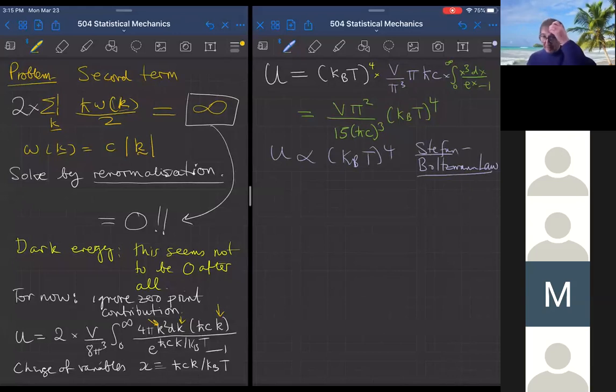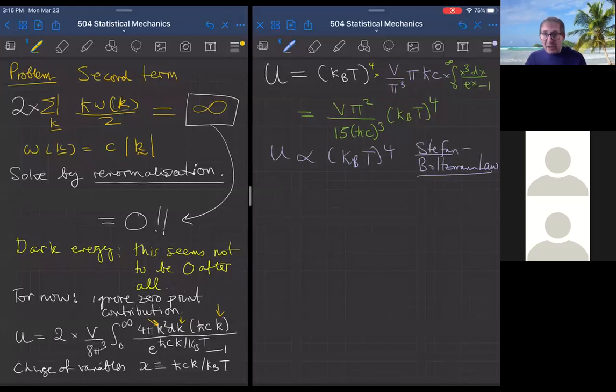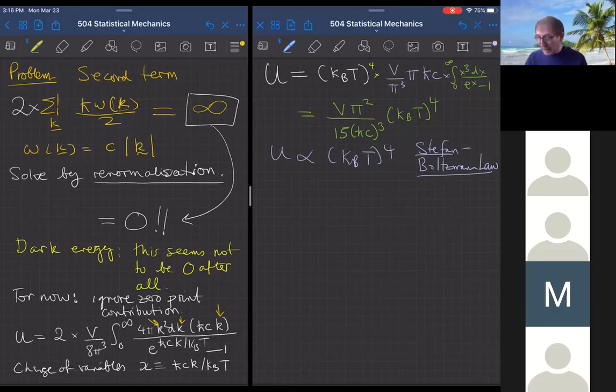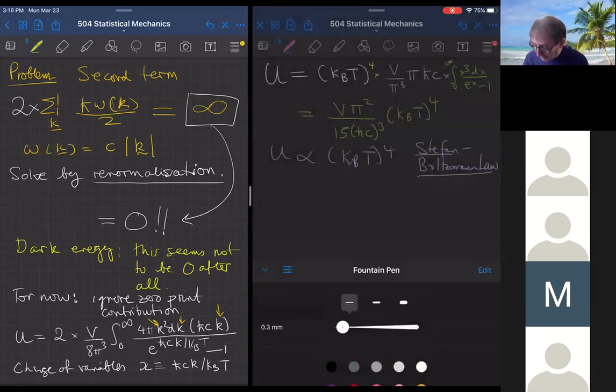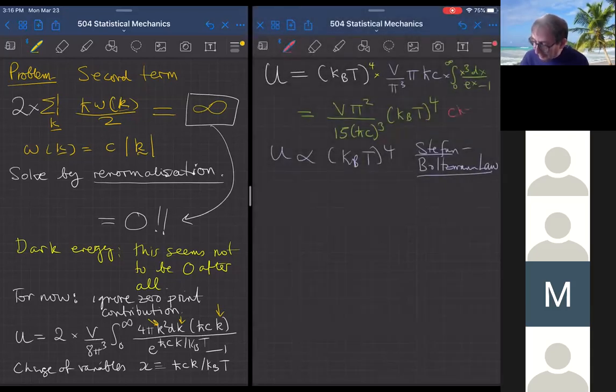Now, the Planck formula. Oh, somebody raised their hand or made a question. So the integral is over the first octant, so it should be divided by 8. Yes. So some of those factors were taken into account.